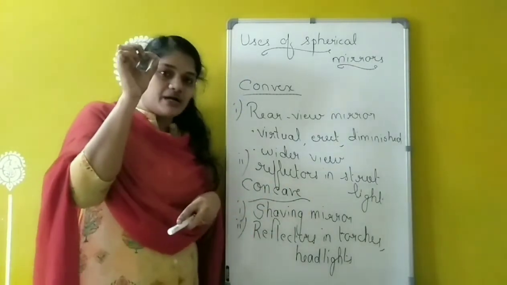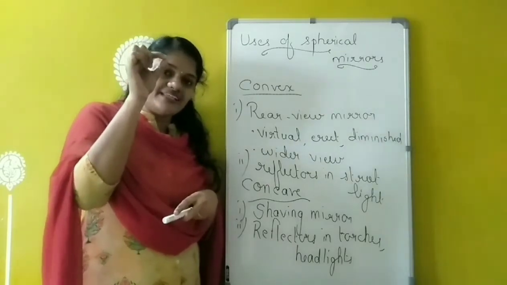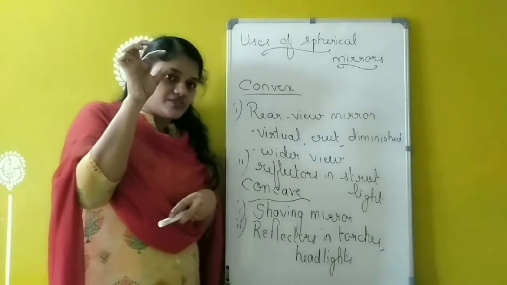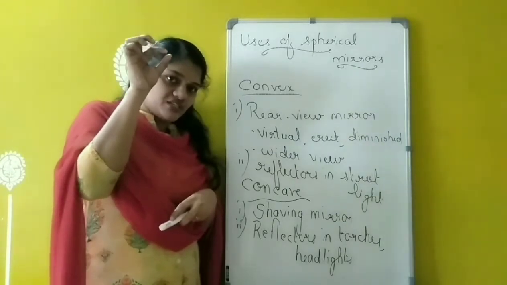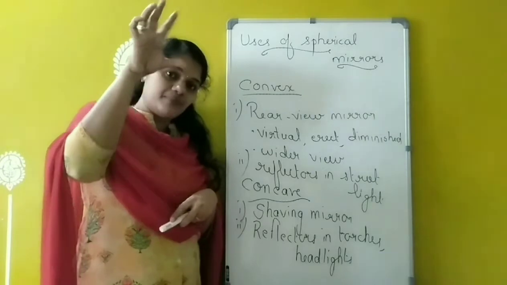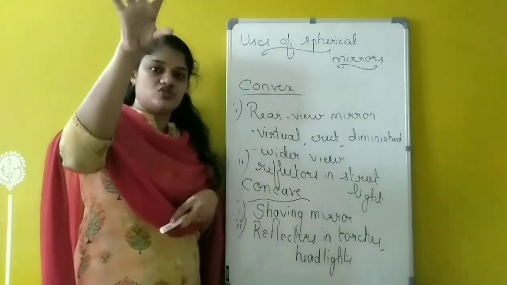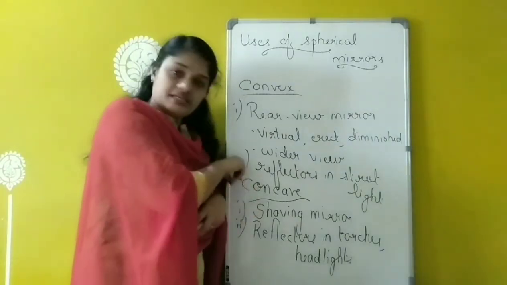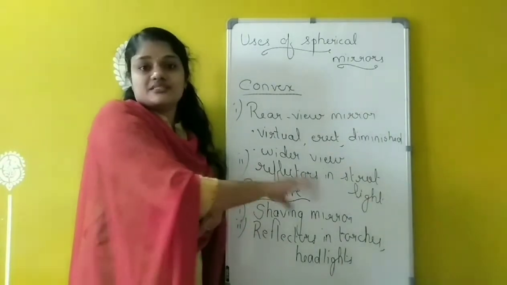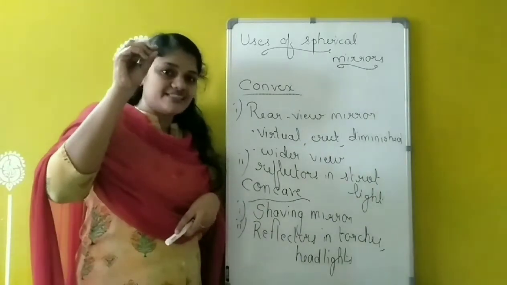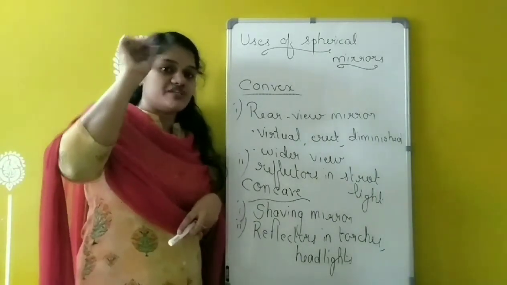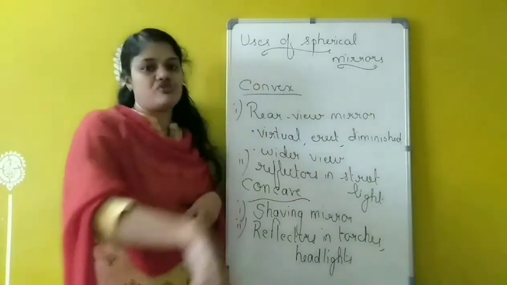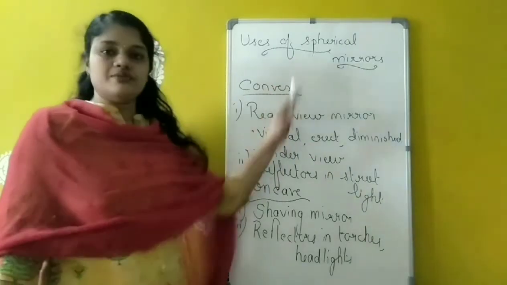In a torch we can see the bulb inside, and this bulb is actually placed at the focus of the concave mirror. We know that whenever the source is at the focus, it can produce a strong parallel beam of light. So this torch can produce a strong parallel beam of light. That is why we are keeping the concave mirror as reflectors in torches. So these are some of the uses of spherical mirrors.